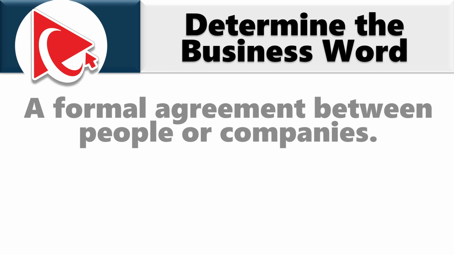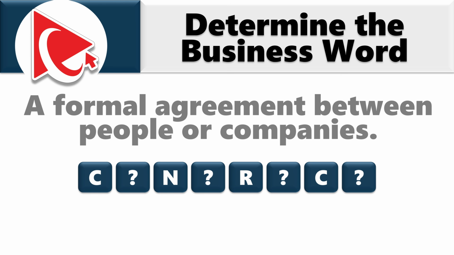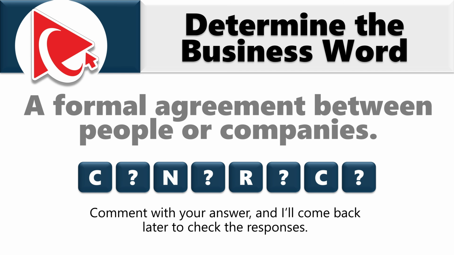For this question, you need to determine a word which represents a formal agreement between people or companies. And the present letters are C, N, R, and C. Let's see if you can solve it in 7 seconds. Write your answer below. Time's up. Did you figure it out? Post your answer in the comments and I'll check who got it right.